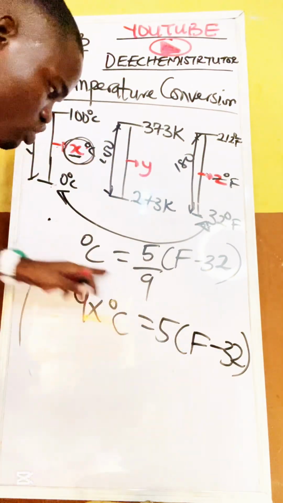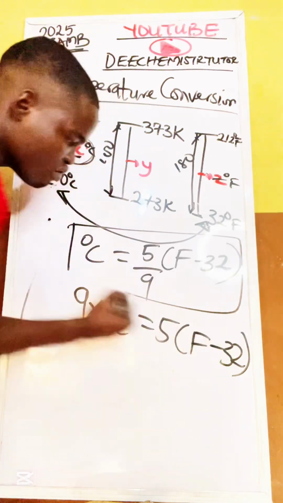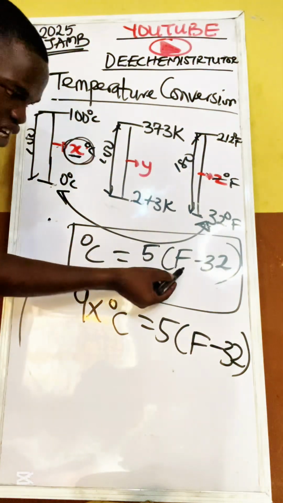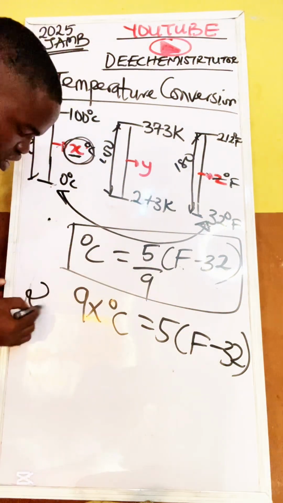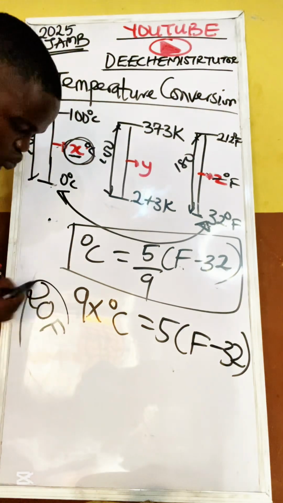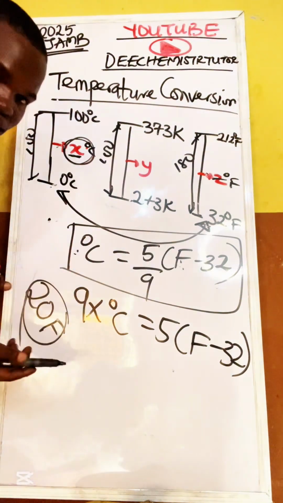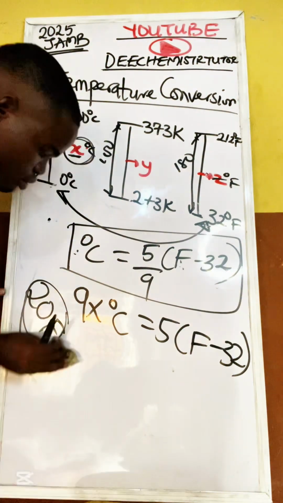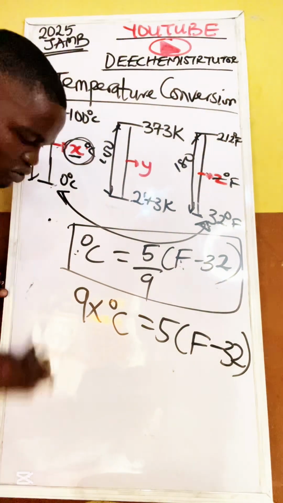Now, because I've already made Celsius the subject of the formula, if I'm looking for Fahrenheit, if they have to convert 20 Fahrenheit now to Celsius, I'll just put the 20 here, then I'll convert. Easy, there's no problem. But I just want to teach you all of these things.